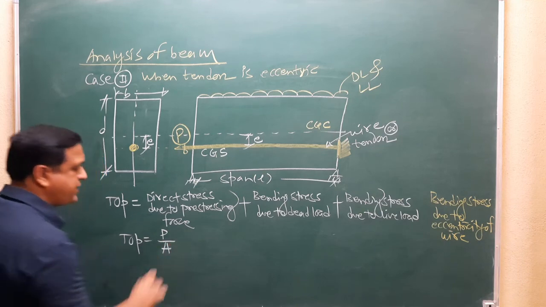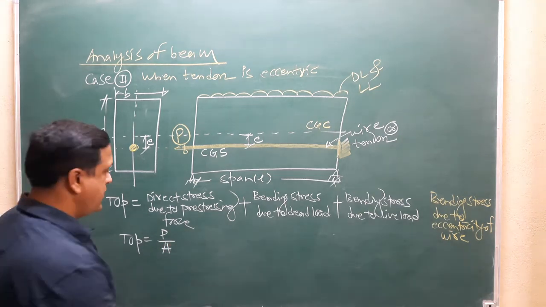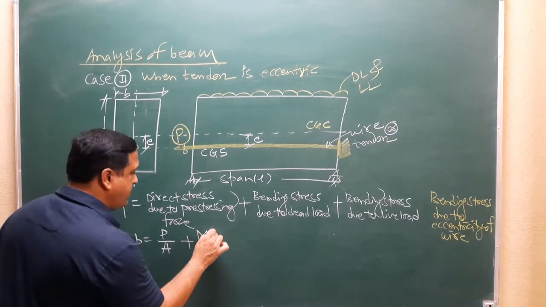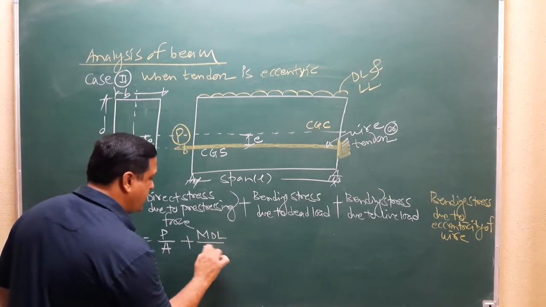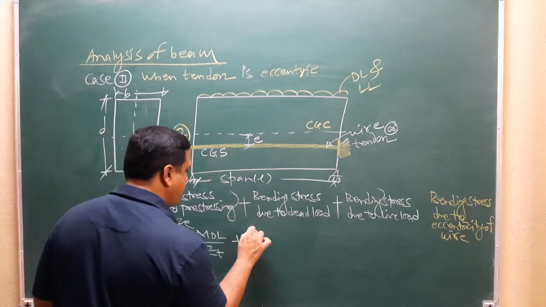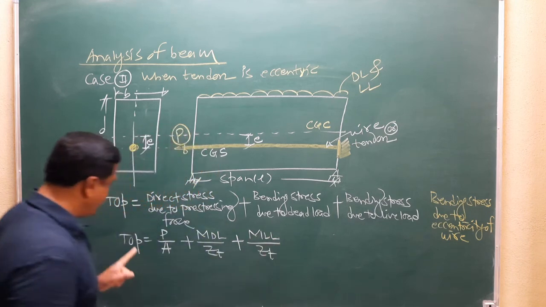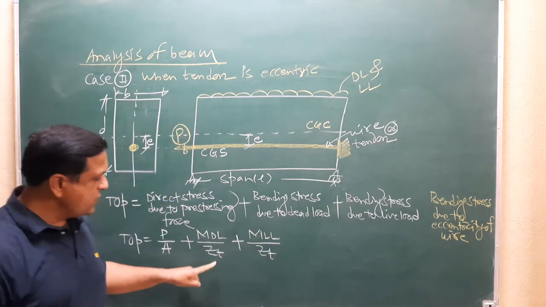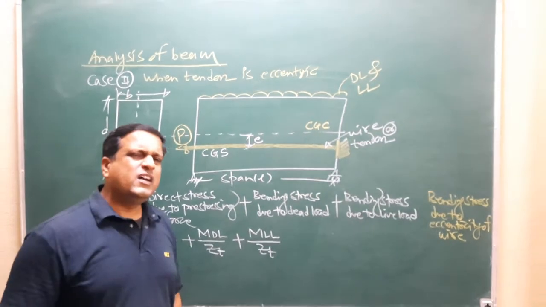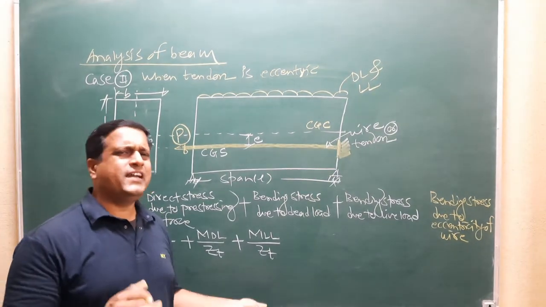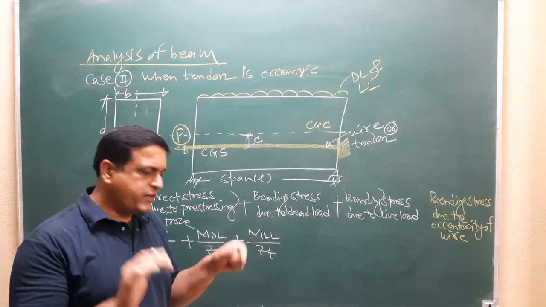P by A is correct. Then plus bending moment due to dead load divided by Z top, plus bending moment due to live load divided by Z top, because we are calculating the top fiber stress. So you have to put the Z top. For a rectangular section, Z top and Z bottom are the same for a symmetrical section, don't worry.